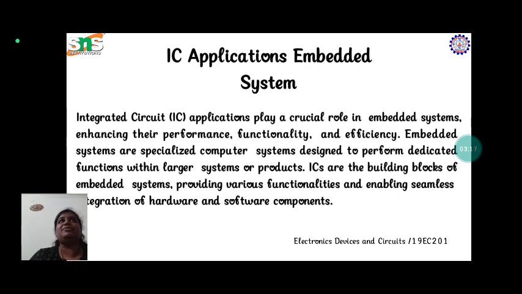Lots of ICs are coming out all the time, like analog ICs and digital ICs. Analog ICs mean continuous waveforms, and digital ICs mean zeros and ones. Using these ICs, we can produce two types of waveform, analog and digital. Some ICs are used as logic gates, some are IC 555 and IC 741 operational amplifier. ICs are the building blocks of embedded systems. Without ICs we can't build any embedded system; they provide various functionalities and enable the integration of hardware and software.